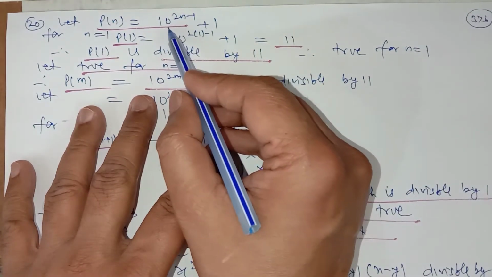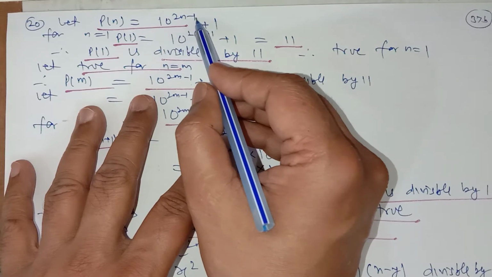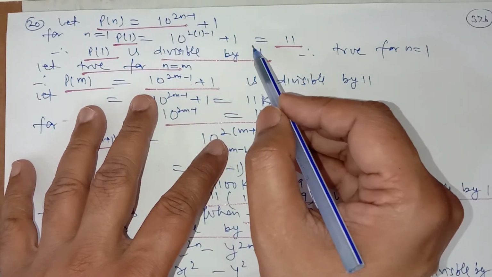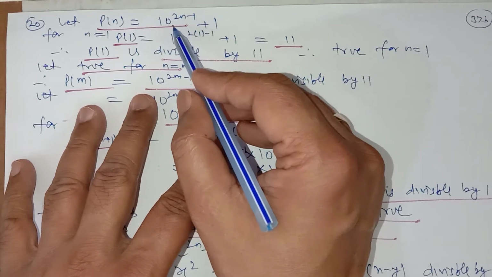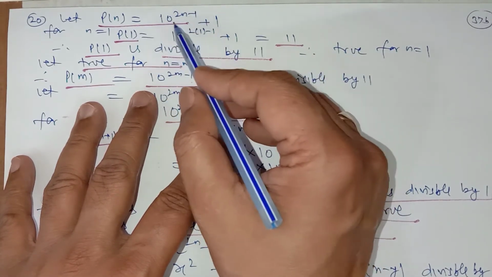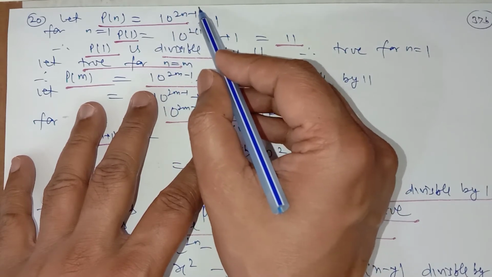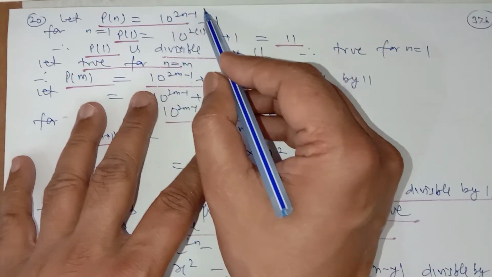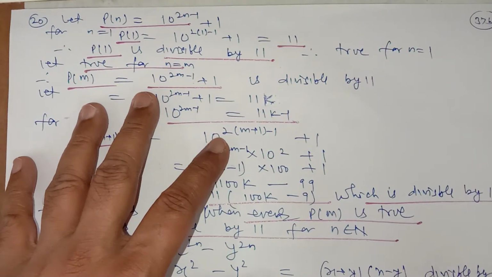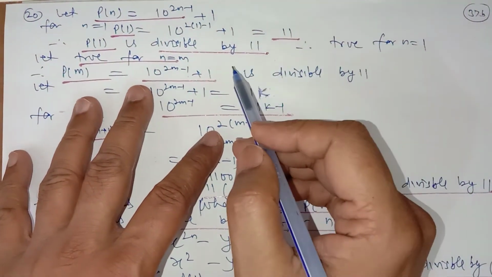That's this statement, 10 raised to power 2n minus 1 is divisible by 11. You have to prove it. So we don't have the series on the left hand side. We have only the statement 10 raised to power 2n minus 1, and you have to prove that this statement is divisible by 11 for all natural numbers.